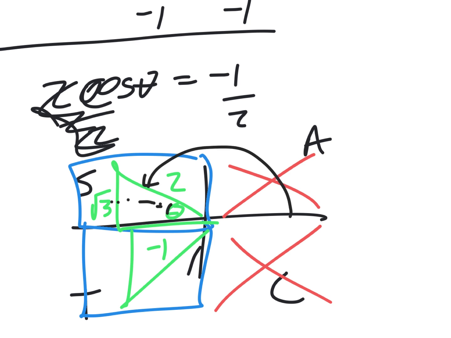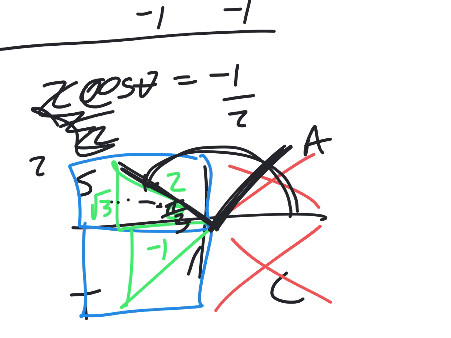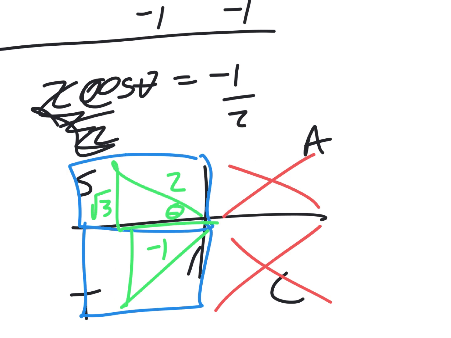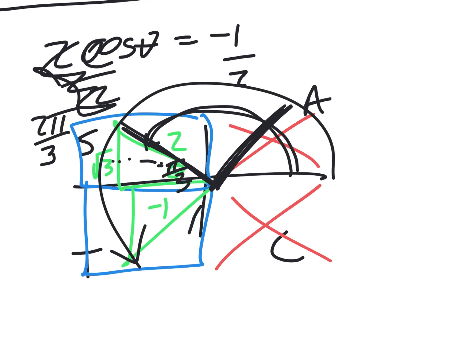So this is pi over 3. But to get here, it needs to be a bunch of pi over 3s. Yes, it would be 2 pi over 3. And then to get to this spot here, it's even more pi over 3s. This would be 3 pi over 3, so it would be 4 pi over 3.